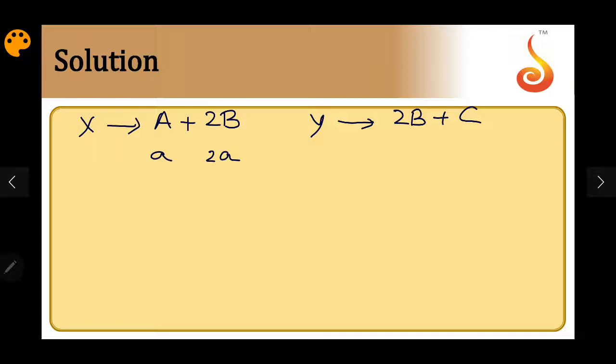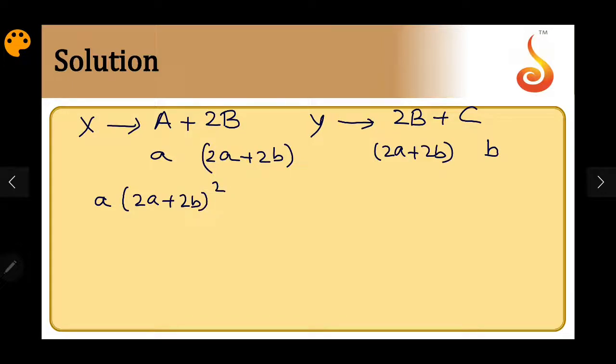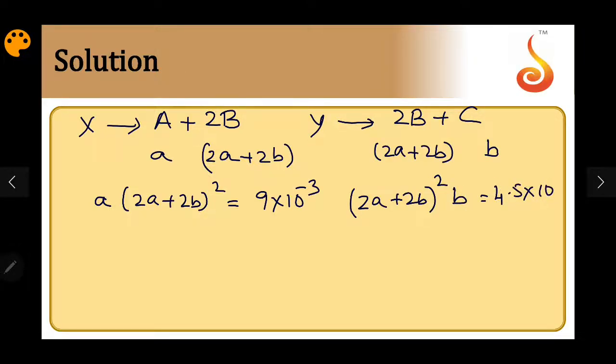So it is the same equilibrium. The equilibrium pressure of B should be 2A plus 2B. Here also it is 2A plus 2B, and C will be P. So we know the equilibrium constant for both. The first one is A into (2A plus 2B) whole squared, that is equal to 9 into 10 power minus 3. The second one, (2A plus 2B) whole square into B, is equal to 4.5 into 10 power minus 3.